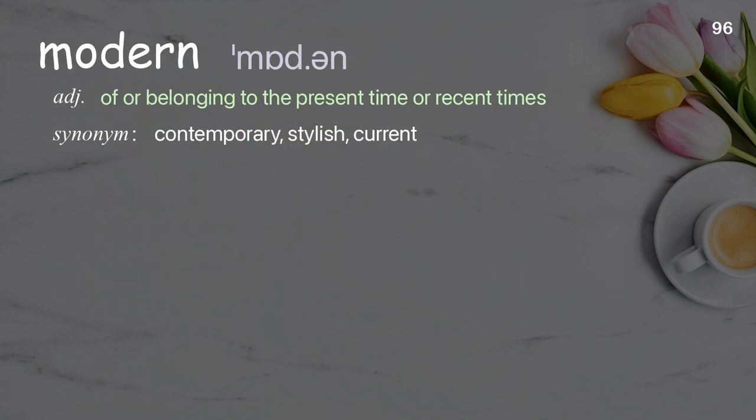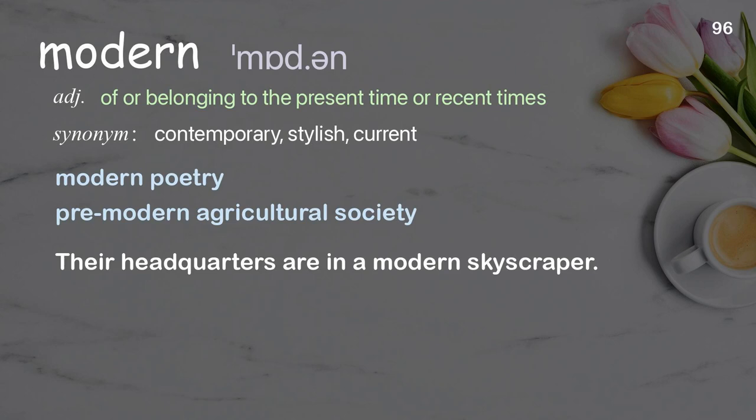Modern: of or belonging to the present time or recent times. Examples: modern poetry, pre-modern agricultural society. Their headquarters are in a modern skyscraper.